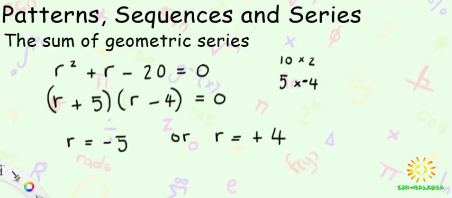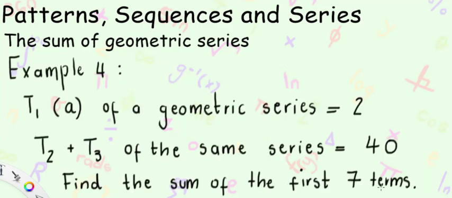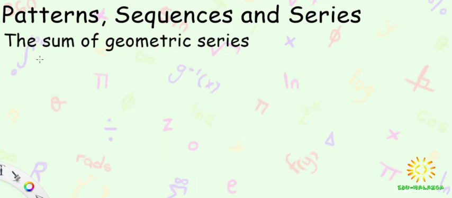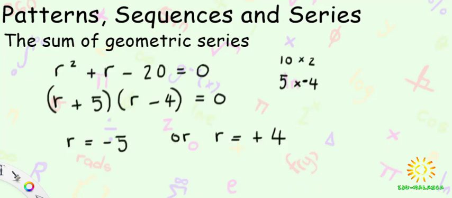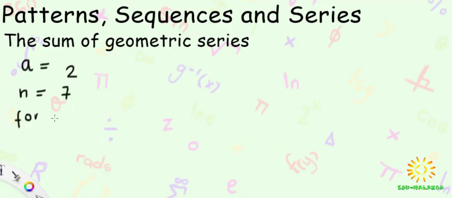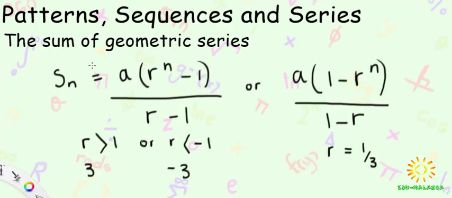Now we were asked to find the sum of the first 7 terms of the geometric series. So let's rewrite everything that we have. We have that a is equal to 2, and we have that n is equal to 7, because we were asked to do 7 terms. Our r's, there's 2 of them, so let's start off with r is equal to negative 5. We're going to use this equation because our r is a whole number that is larger than a fraction, and so it's easier for us to use this equation.